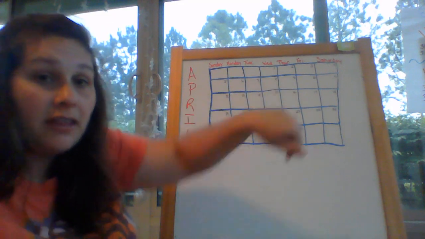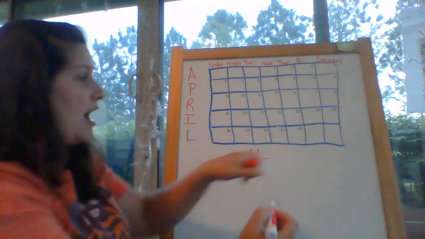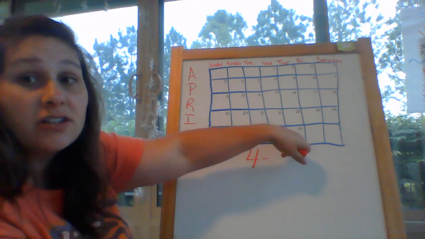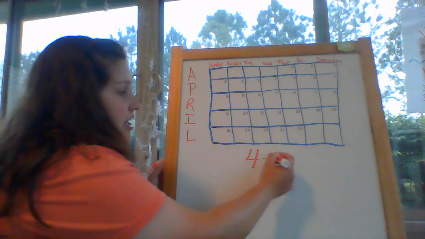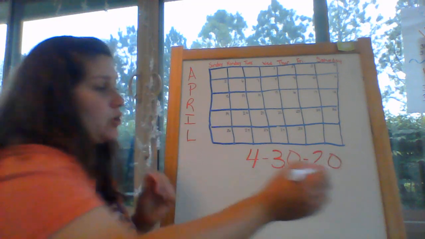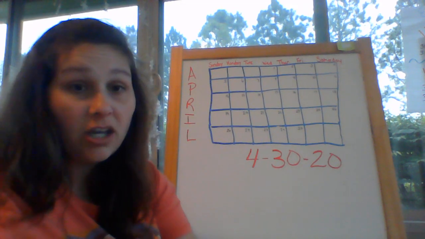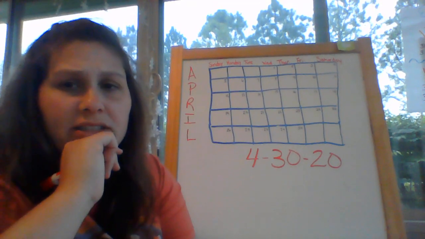The 30th. So again, my month is April. I wanted the 5th Thursday of the month. So that's 30. And what's the year? 2020. 4-30-20. Good.